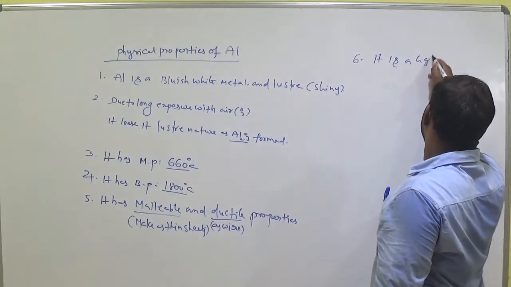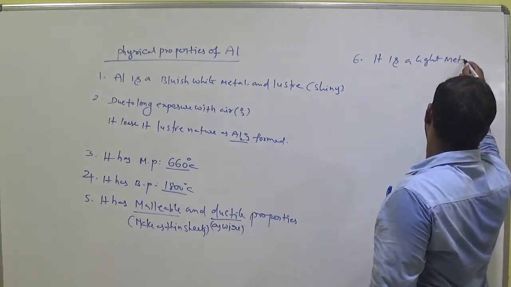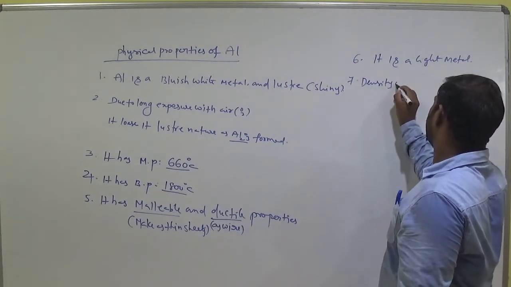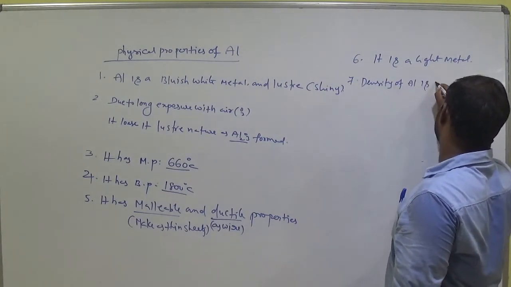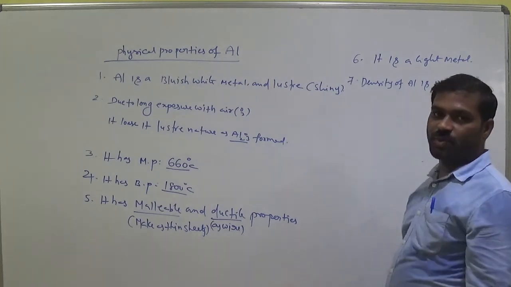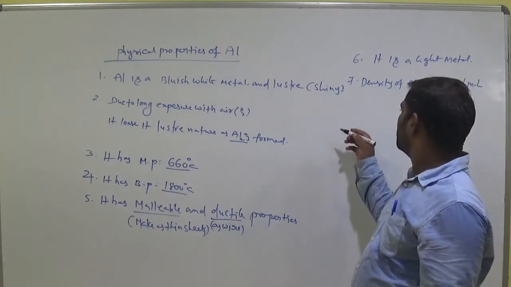It is a light metal. The density of aluminium is 2.7 grams per milliliter. Okay.